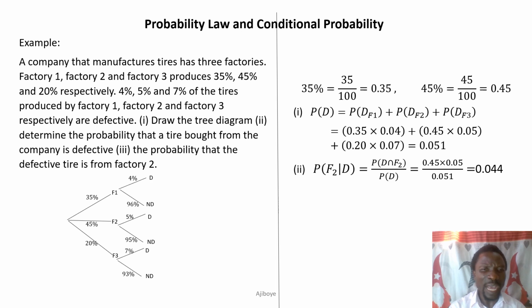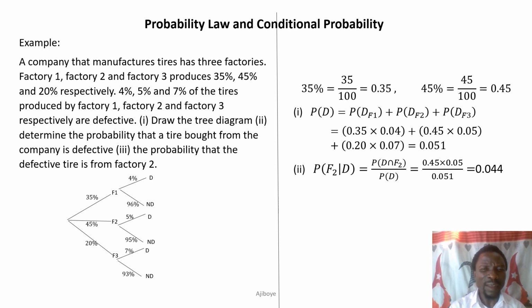Please take note that the sum of the proportion for factory 1, factory 2, and factory 3 must be 100%. So in case you have a problem where only two proportions are given, you can determine the third proportion by subtracting from 100. Sum the two that are given and subtract from 100. Also, if you look at the proportion of the defective given, you can get the proportion of the non-defective by subtracting from 100% likewise. So you see that the sum of the proportion of defective and non-defective will always be 100%. So take note of that. And then now we have our tree diagram.